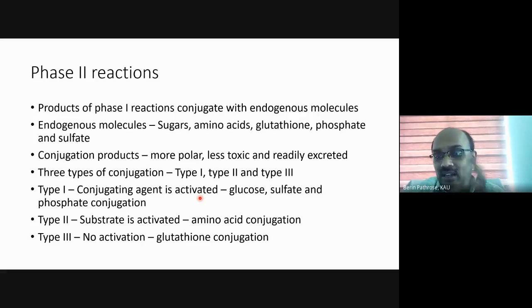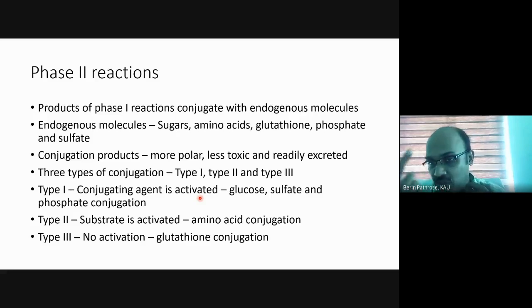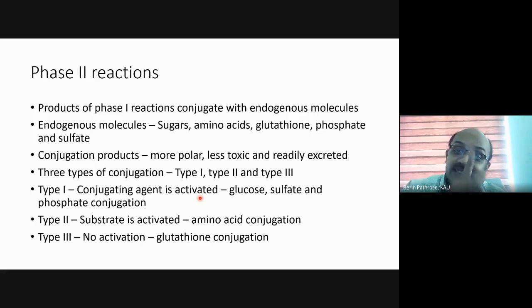If the pesticide is conjugating with sugar, the sugar will be activated. If with amino acid, the amino acid will be activated. If with glutathione, glutathione will be activated. So here the conjugating agent is activated. Mostly it can be glucose, sulfate or phosphate conjugation. We will see the example. In type 2, the reverse happens. The conjugating agent is not activated. Instead, the substrate, that is the pesticide, is activated. That is type 2 conjugation reaction.